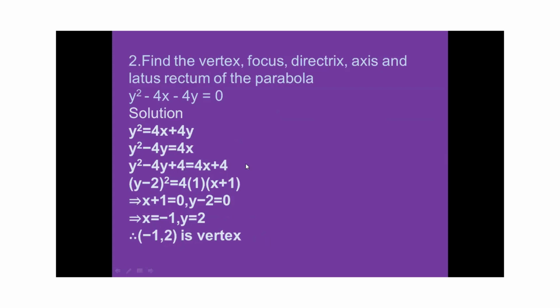Question number 2. Find the vertex, focus, directrix, axis, and latus rectum of the parabola. The equation of the parabola is y square minus 4x minus 4y. And the solution using the perfect square.